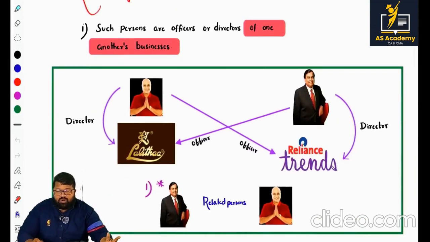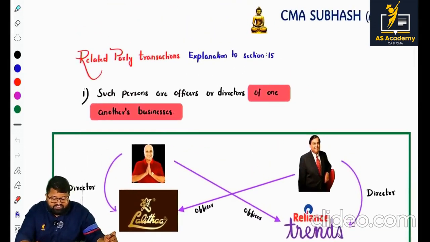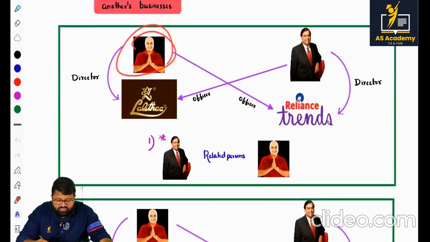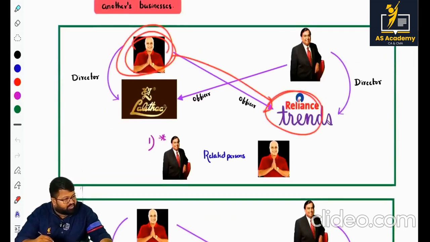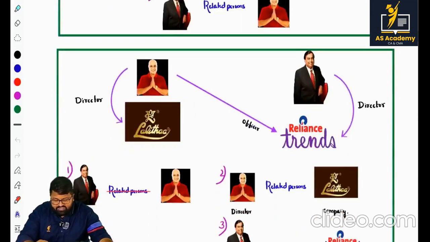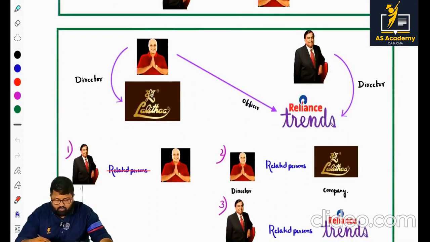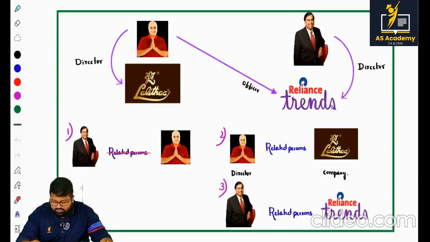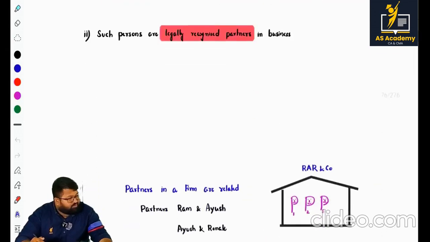Next, related party transactions are most important. What is the first one? Such persons are officers or directors of one another's business. So here this person is the director of the other, and the other is the director or officer of this one. Definitely there should be two-way. But in this case, only one person is controlling, the other is not controlling, so they are not related parties.